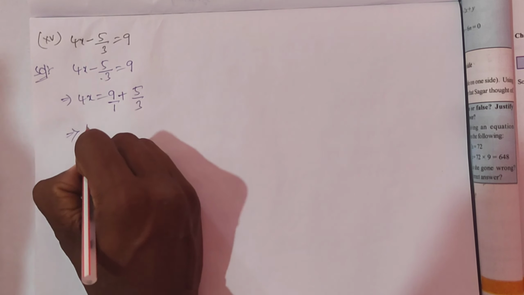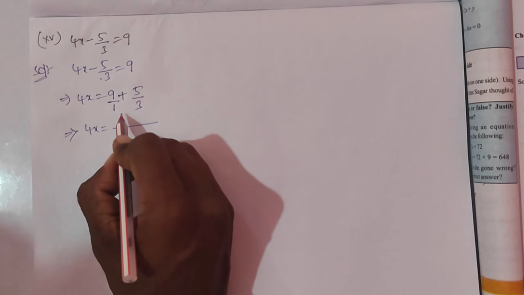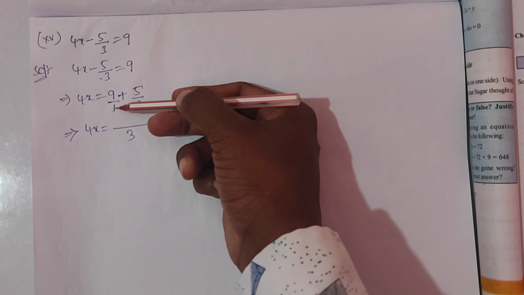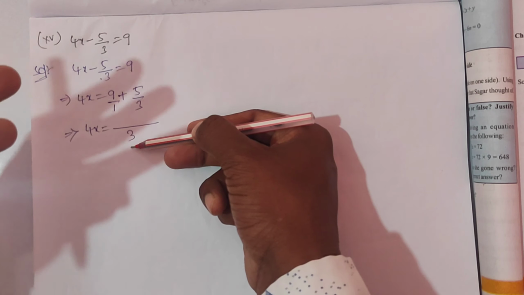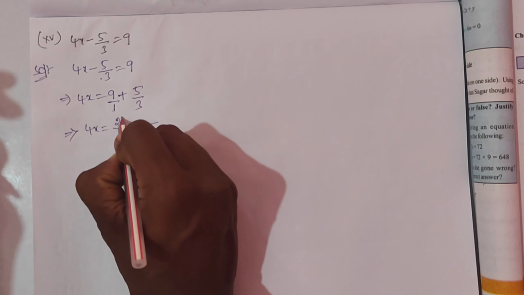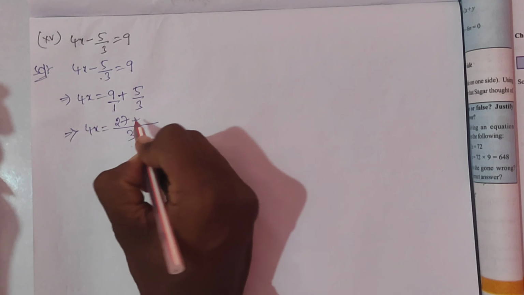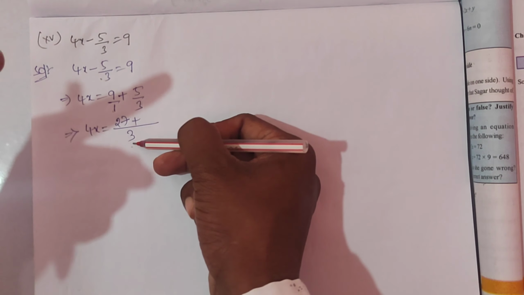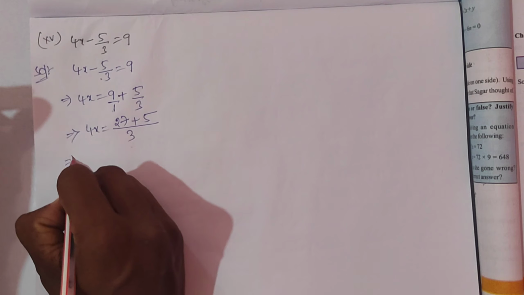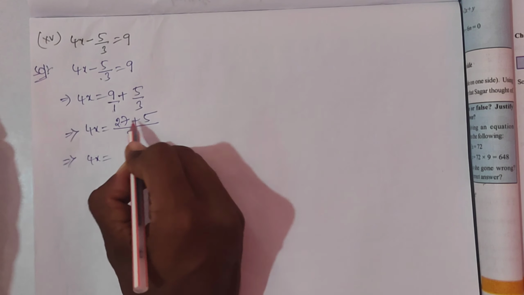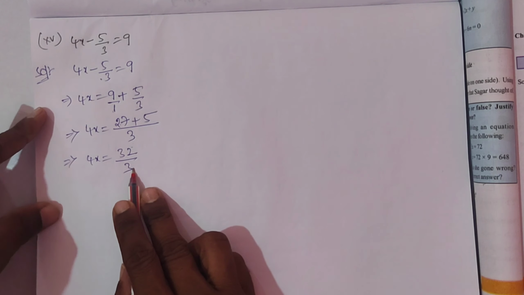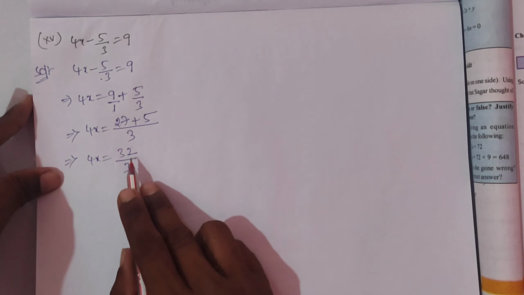This implies 4x is equal to, consider the LCM of the denominators 1 comma 3. LCM is how much here? 3. Okay. Now compare denominators. In 1 table 3 how many times here? 3 times. 3 into what is the numerator of 1 here? 9. 3 9s are 27. Plus now in 3 table 3 how many times? Only 1 time. 1 into what is the numerator of 3 here? 5. 1 5s are 5. This implies 4x is equal to 27 plus 5 is what? 32 by 3. So we got the fraction here. We completed the LCM. We got the answer as 32 by 3.